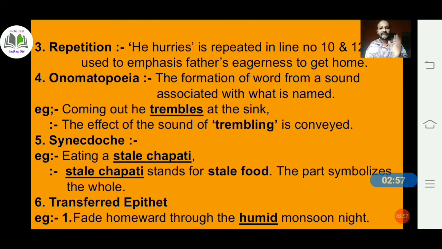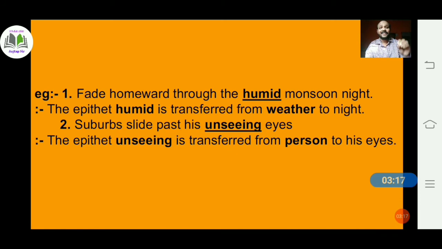Already we have learned it, but try to understand again. Transferred means moved from one place to another, and epithet, already I have explained to you, is an adjective. Let's look at the example. "Fade homeward through the humid monsoon night." Now try to understand, my dear students. The epithet humid is transferred here from weather to night. Humid should be applied to weather, but instead of weather it is applied to night. So this is an example of transferred epithet.